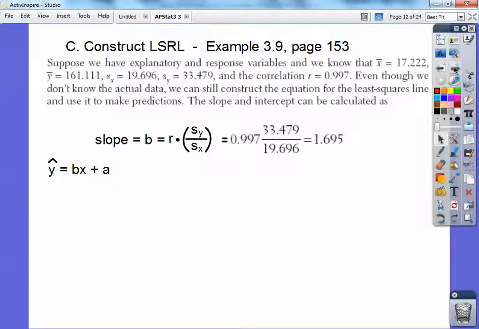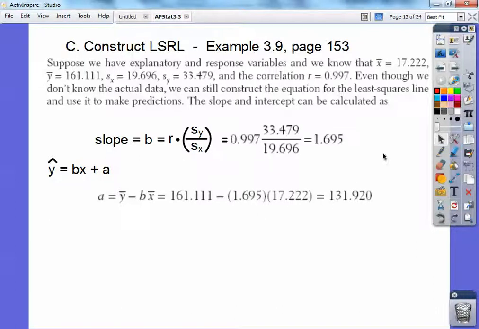All right, now let's get my a, my y-intercept. Okay, a is the average of the y's, which is 161.1111, and then minus b times the average of the x's. Remember, b is my slope, so it's this number right here, the 1.695, times the average of the x's, which is 17.222. So there it is, all plugged in right there. So it cranks out to 131.920.